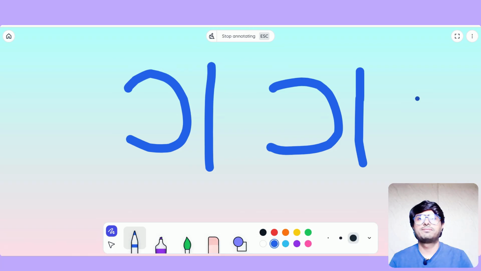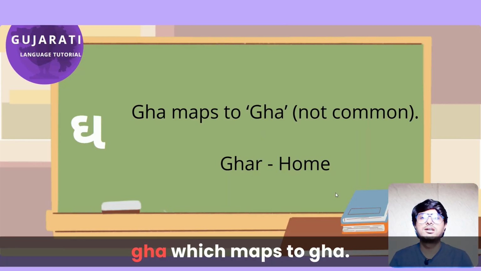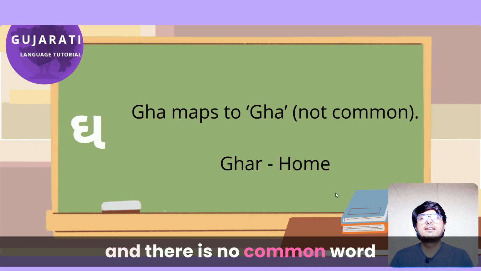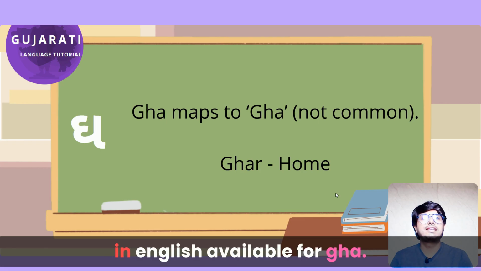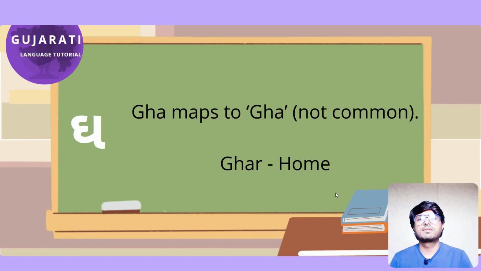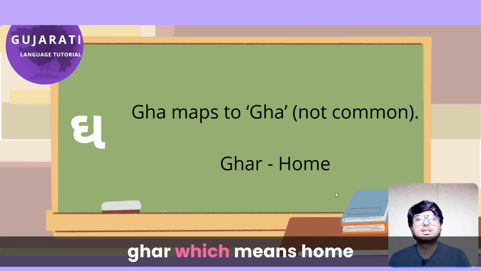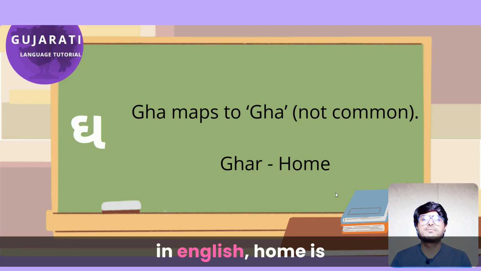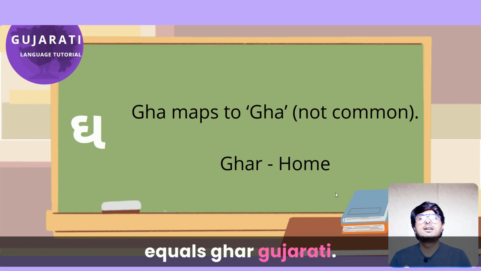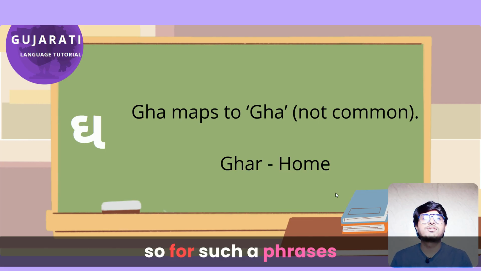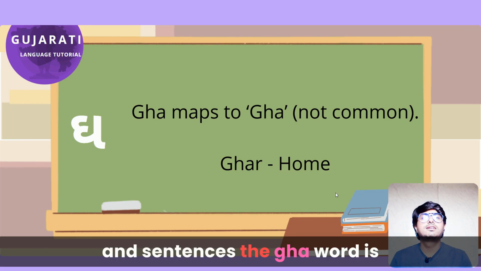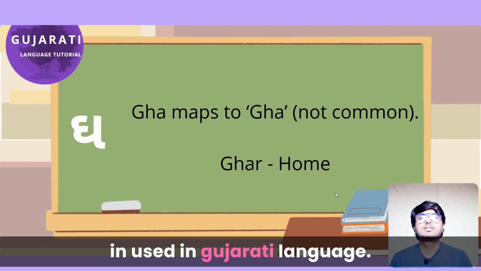Okay, it's very simple. The next alphabet is G, which maps to GHA, and there is no common word in English available for it, but in Gujarati, for example, Ghar, which means home in English. Home is equal to Ghar in Gujarati. So for such phrases and sentences, this letter is used in the Gujarati language.